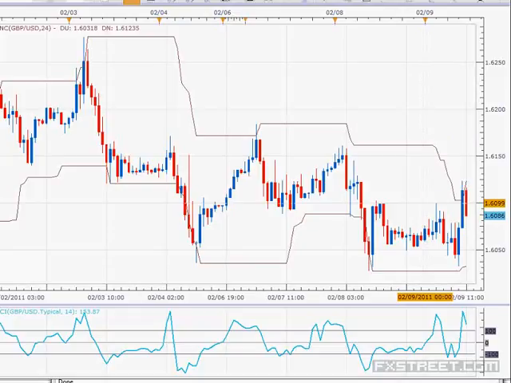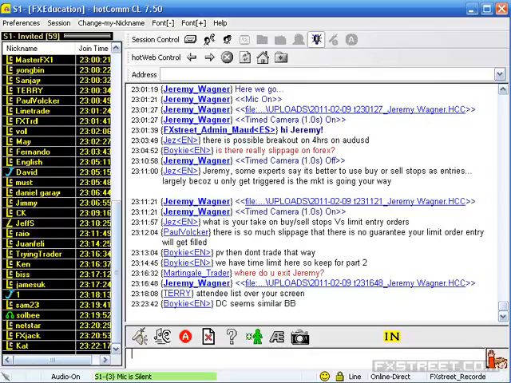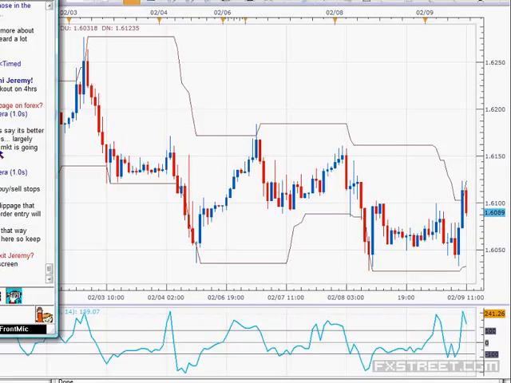All right, let me take a look at some of the questions here. GZN says, Jeremy, some experts say it's better to use buy or sell stops as entries, largely because you only get triggered if the market is going your way. That is indeed one of the benefits of using a breakout type of strategy. You could watch the market, you could enter at a market price, or you could use a buy or sell stop in order to enter into the market.